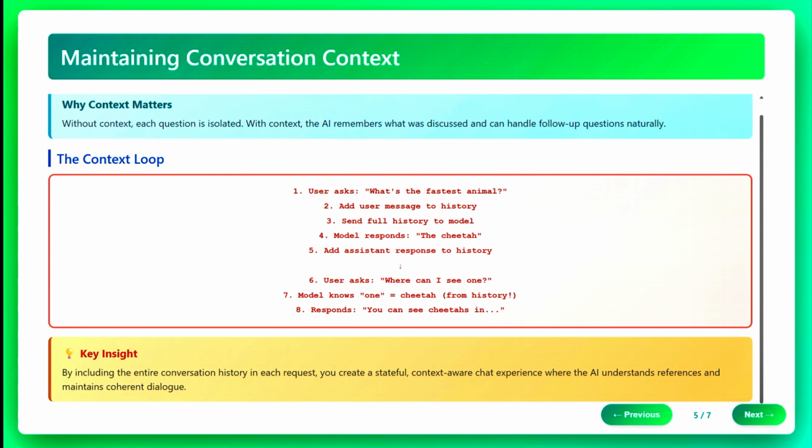And this is what makes the model context aware. It knows one refers to the cheetah you were just discussing. It's not starting from scratch each time. It maintains conversational style. This creates that fluid, natural back and forth that makes modern AI chatbots feel genuinely interactive.